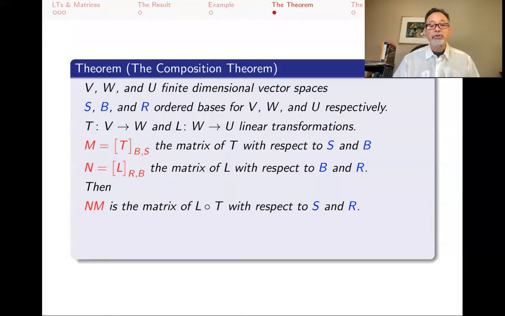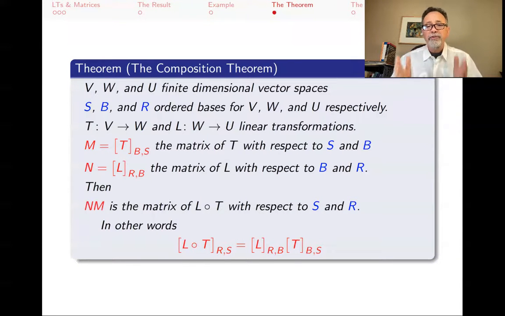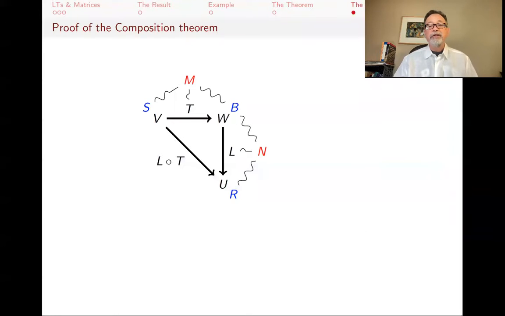And then our conclusion is that NM is the matrix of L circle T, the composition of L and T, with respect to S and R. And again, if you write this in terms of our notation, it becomes that the matrix of L circle T with respect to S and R is the matrix of L with respect to B and R times the matrix of T with respect to S and B. And if you pause the video and look at this a little bit, you will see that it looks sort of nice. Okay, so now let's prove it.